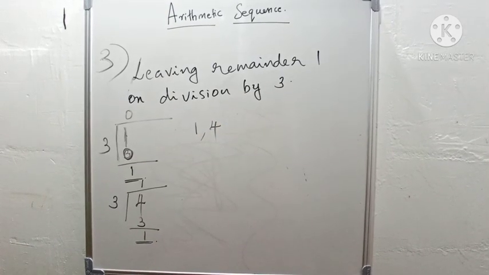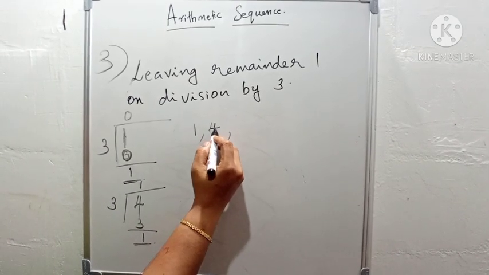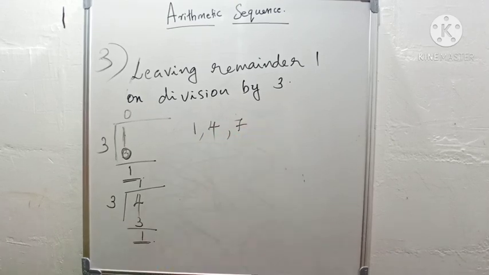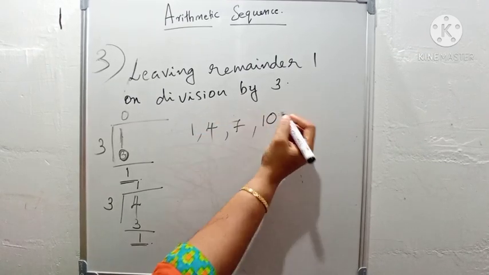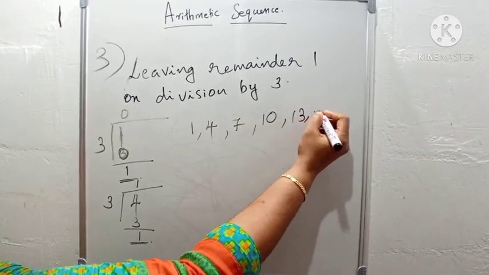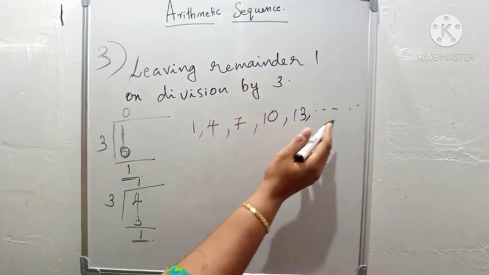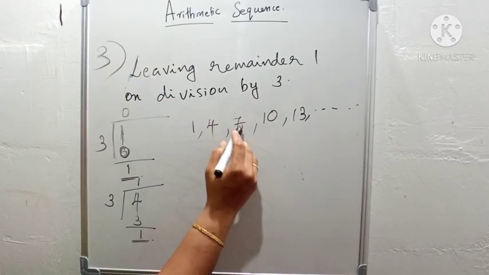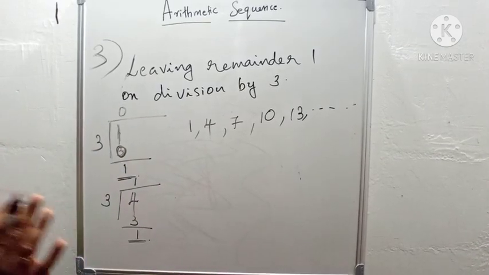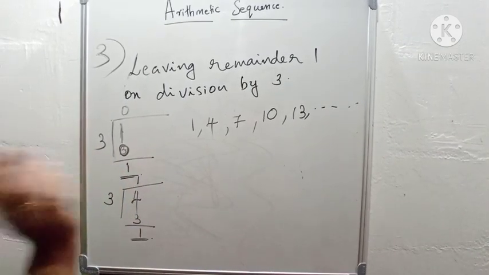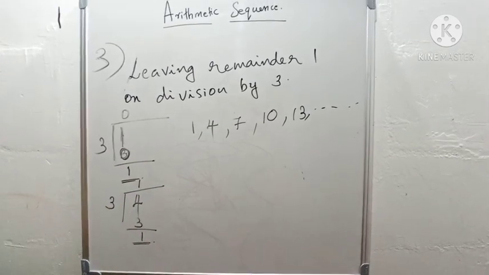Then can you tell the next number in this sequence? Yes, 1 plus 3 is 4. Okay, then 4 plus 3, 7 is the next number. Then 7 plus 3, 10 is the next number. Then 10 plus 3, 13 is the next number. So this is our sequence, and the speciality of this sequence is if we divide the terms of this sequence by 3, we get a remainder 1. So this is the sequence of numbers which leave remainder 1 on division by 3.